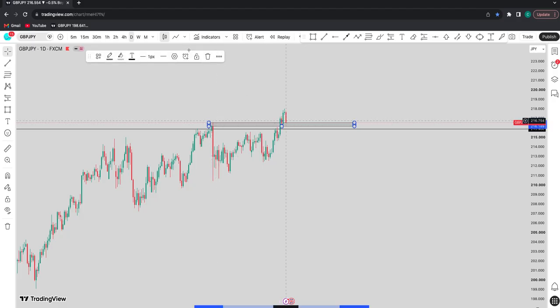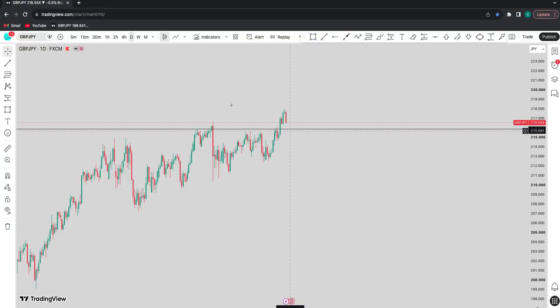So where I will be interested in taking a buy from is for this market to come back and tap into this previous level of resistance, using this now as a support from the monthly time frame. So this would be my ideal trade: for the market to pull back into this particular level, retesting it before going upward.